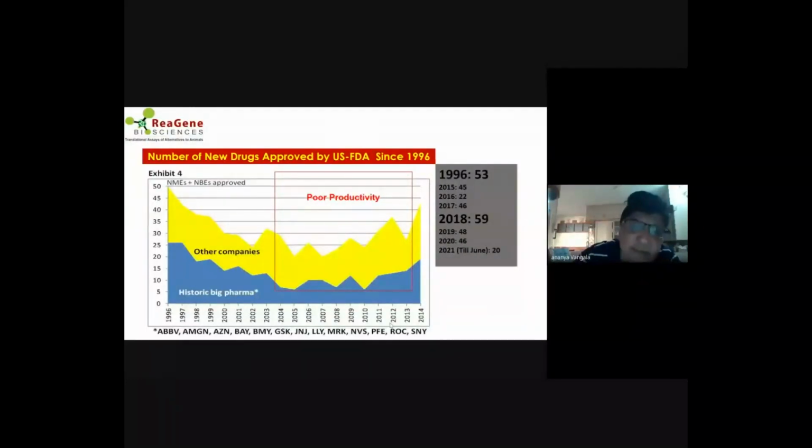Only in 2018 did we reach back to 59. Again, we are dropping down to 48, 46, or even the 20s. So the problem is very poorly productive outcomes out of 10,000 to 20,000 molecules. We are not getting more drugs into the market than what we got in 1996. We are still the same in 2021 today, in the number of successes by US FDA approvals.